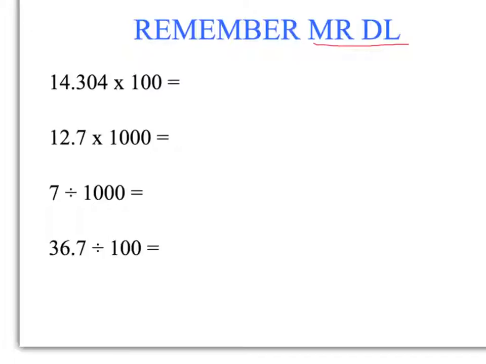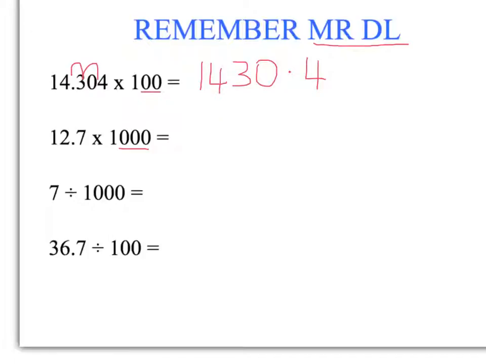Alright, so we're going to multiply. We need to look at this sign here as the multiplication sign. And we're multiplying by 100, so this is two zeros. Therefore, we move the decimal place to the right, 1, 2. So we need to put the decimal place between the 0 and the 4. So the answer is 1430.4.